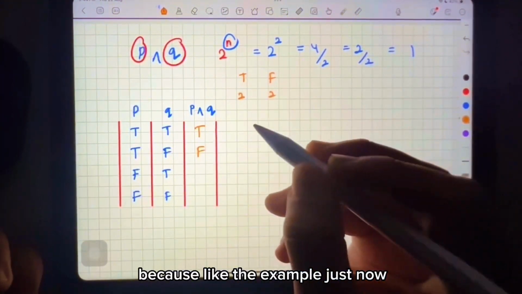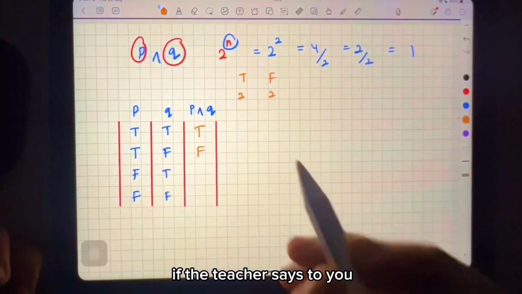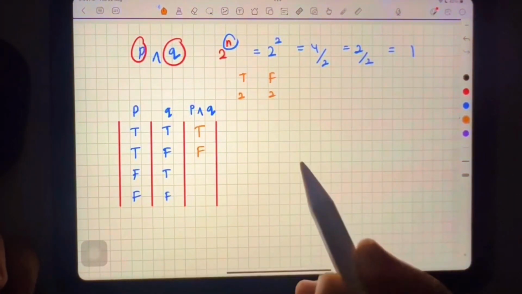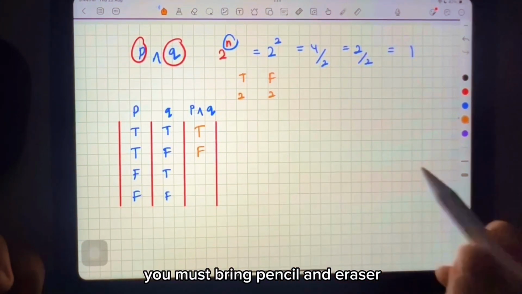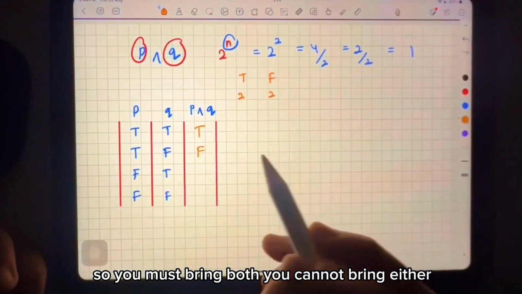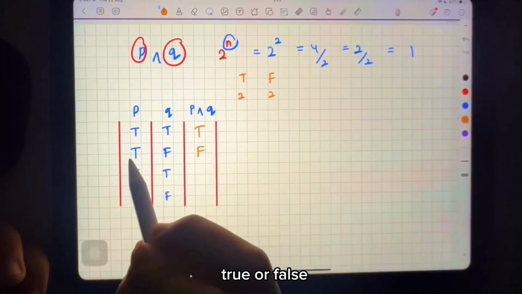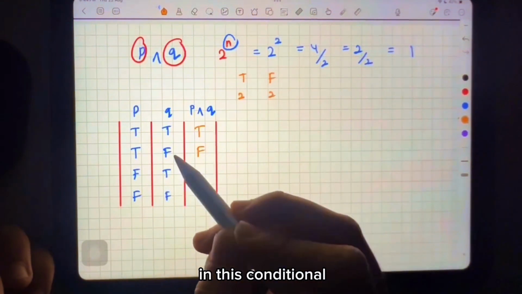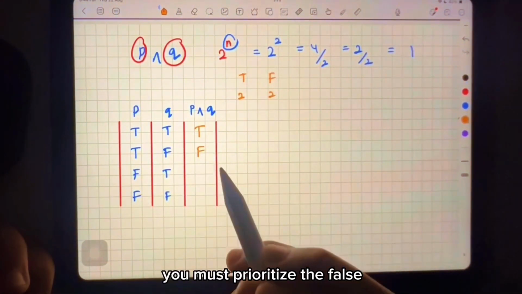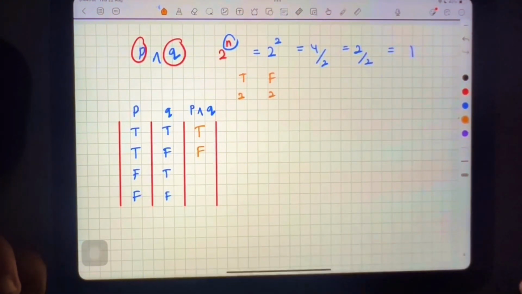Because, like the example just now, if the teacher says you must bring a pencil and eraser, you must bring both. You cannot bring either. So if you bring either, then the answer is false. True or false, the answer is false. In this conditional, you must prioritize the false.